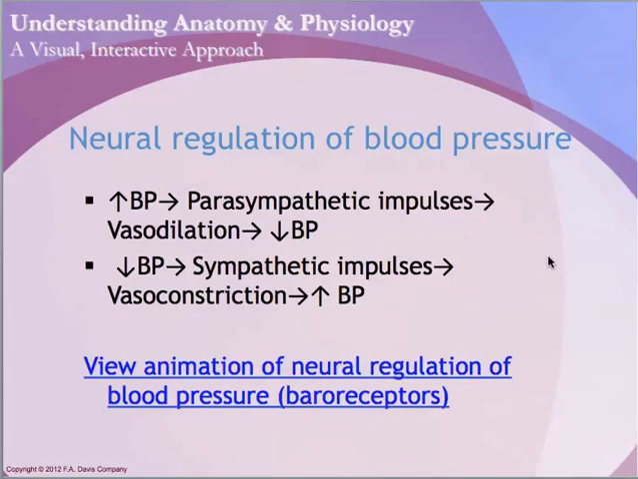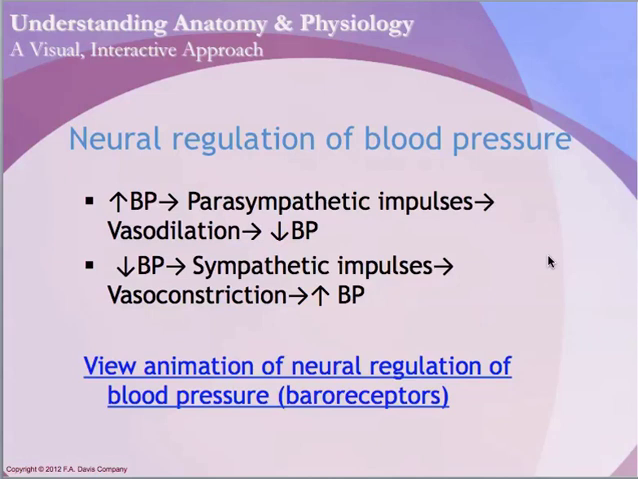We have a couple of ways that we regulate blood pressure: neural regulation of blood pressure through the nervous system, and hormonal regulation of blood pressure. Neural regulation of blood pressure is controlled by our sympathetic and parasympathetic nervous system. The vascular system can quickly adjust to blood pressure and alter the flow of blood to respond to the body's changing needs. And this occurs because of the nervous system and sympathetic and parasympathetic hormones.